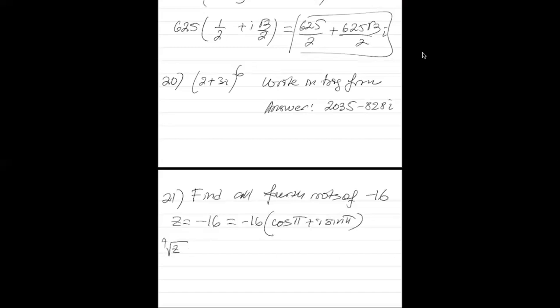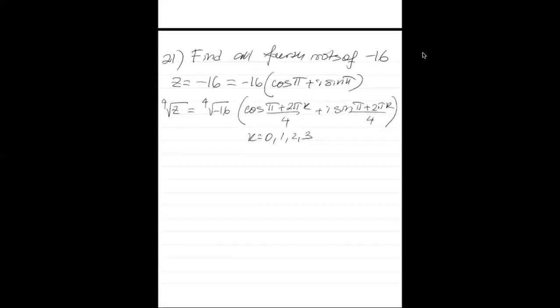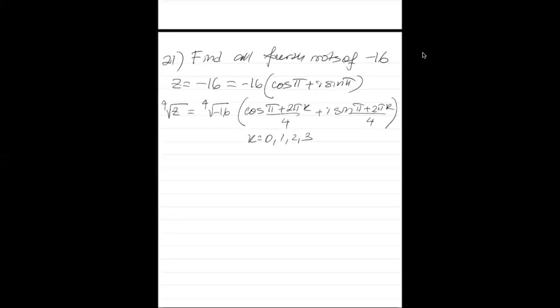So the 4th root of z, according to the formula, will be the 4th root of 16, times cosine of the angle plus 2 pi k, divided by 4, plus i sine of the angle plus 2 pi k, divided by 4. k is 0, 1, 2, and 3. If k equals 0 and you substitute, you'll find the first one. If k equals 1, you'll get the next one, then k equals 2 and k equals 3.